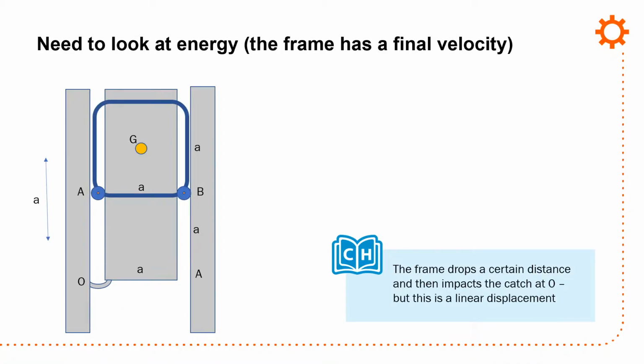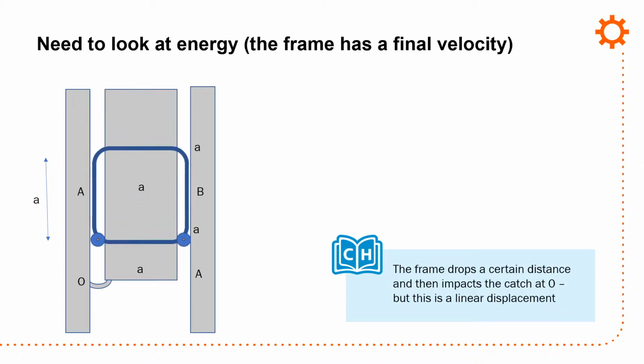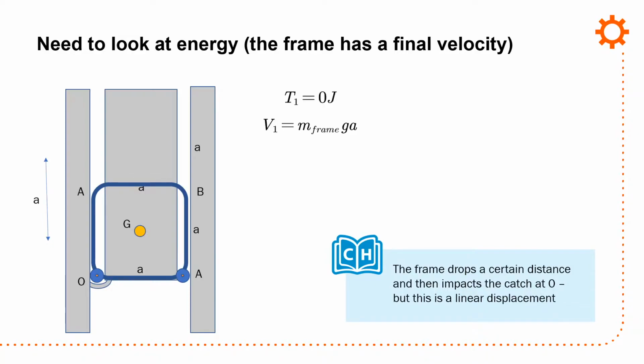To do this, first I need to know what the linear velocity is once it reaches point O. So if I start at the top and I release it, it's going to travel in a linear fashion. So there's no omega in this part of the problem. And so I can do this as an energy problem. And if I do that, still the center of mass, the center of mass is translated a distance a.